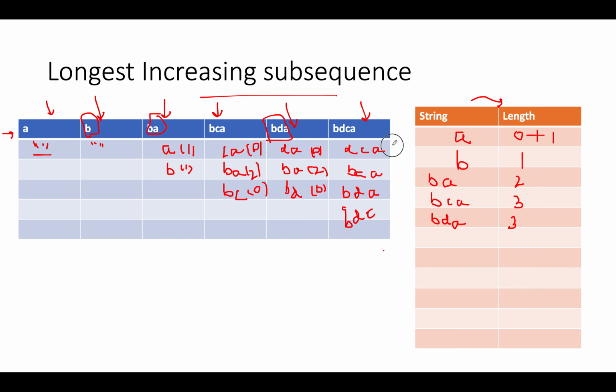So let's check what all are there in the map. DCA is not there, so the length is 0. BCA is there, the length is 3. BDA is there, the length is 3. And BDC is not there, the length is 0. So what's the maximum length out of these four? The maximum length is 3. So we will add BDCA with the value 3 plus 1, which is 4.